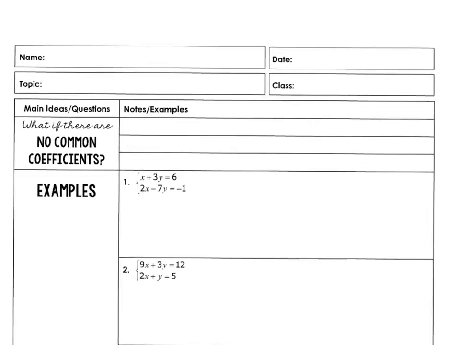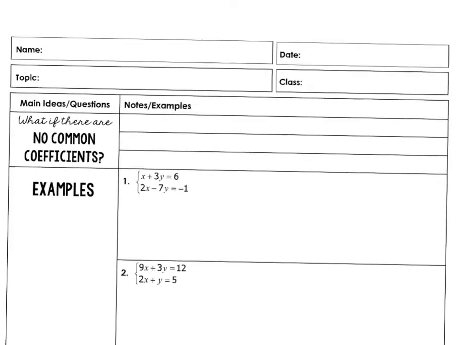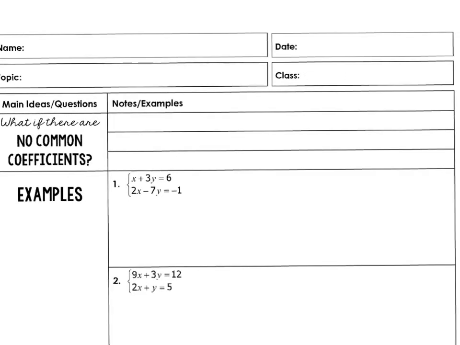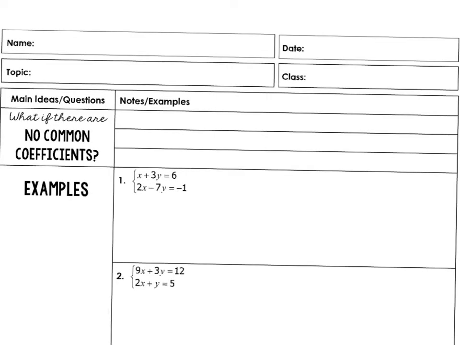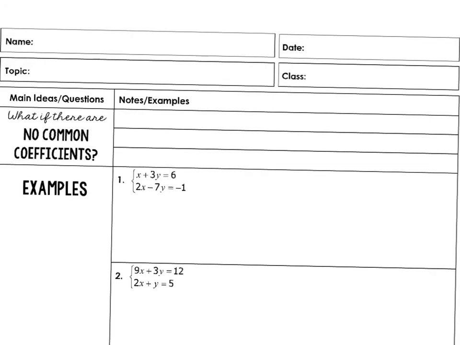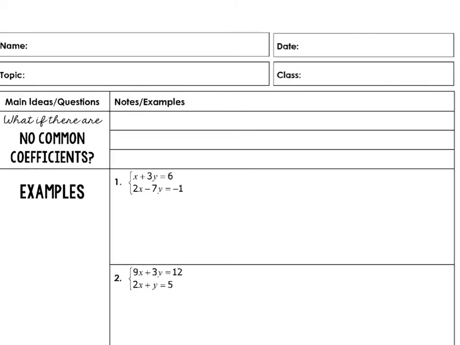It says, what if there are no common coefficients? Like if you look at number 1, you got x plus 3y and 2x minus 7y. Well, we don't have any coefficients that are the same or the opposite, so we couldn't add or subtract there. So that's where multiply or divide comes into play.